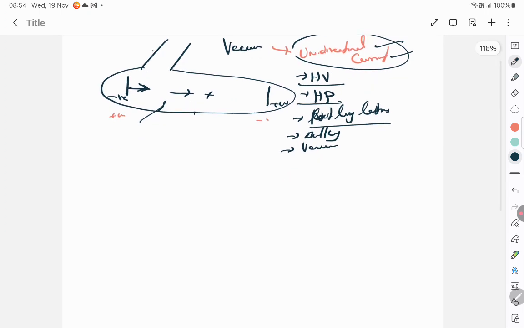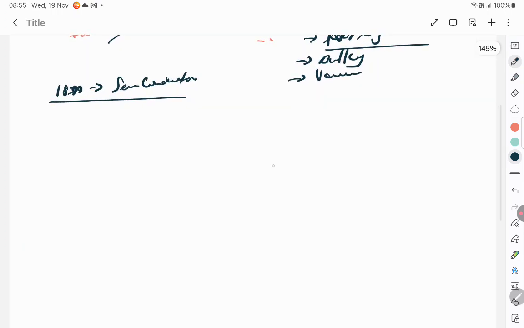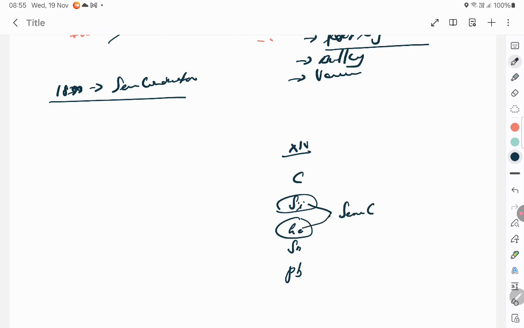The scientists in the late 1800s, like 1875 or so, discovered something called semiconductor. What is this material? It is what they found buried deep under the earth. They found this group 14 element. What are group 14 elements? There is carbon, silicon, germanium, then tin, and then lead. These are all the group 14 elements. However, only silicon and germanium in this were classified as semiconductors.